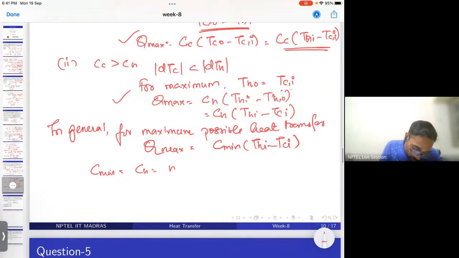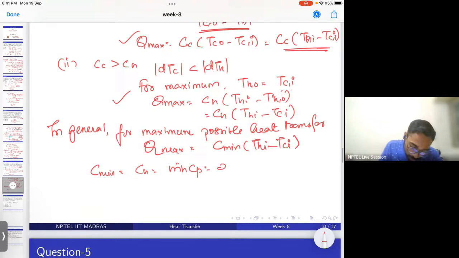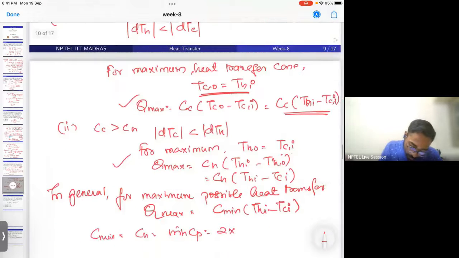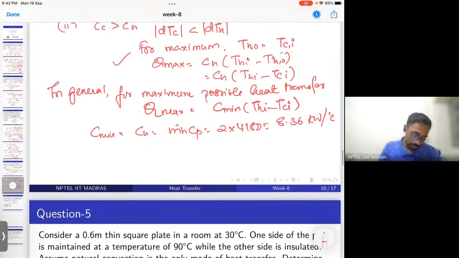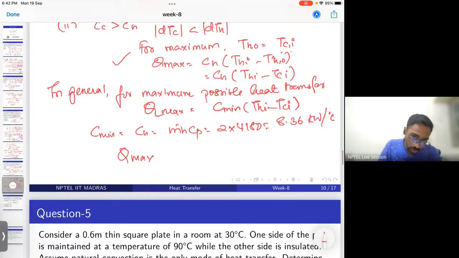CH, which is m dot h into Cp, it is 2 into 4180, which will come out to be 8.36 kilowatt per Kelvin. So in the question it is asked Q max, which is C min into THI minus TCI.